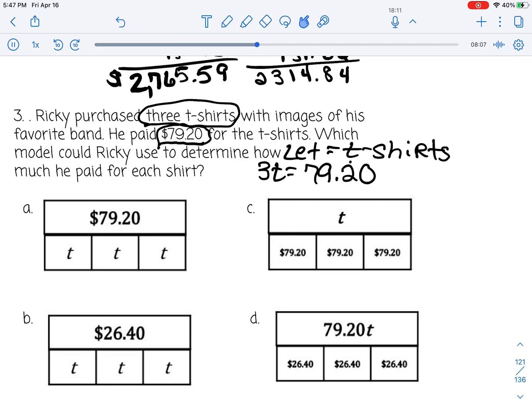Let's look at A. I have a model that has the total cost that equals $79.20. Well, if I were to divide each side by 3 and I took $79 and divided it by 3, this is telling me I'm dividing this by 3 right here. So A would be my answer. Also, remember that imaginary 1 right here? Think of it like that in front of your variable. And if I added my like terms, I would have 3 T's. So it would show me that 3T equals $79.20. Good job.